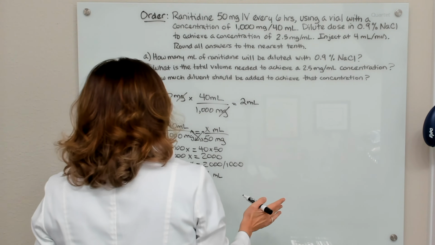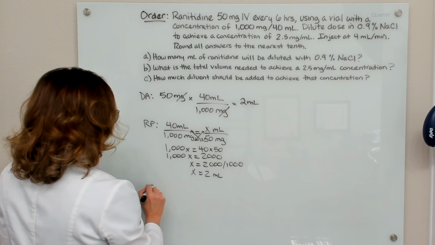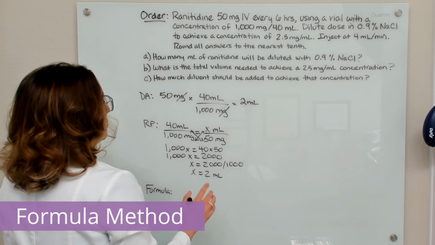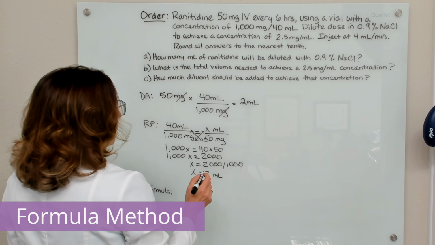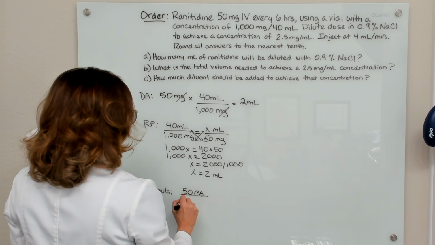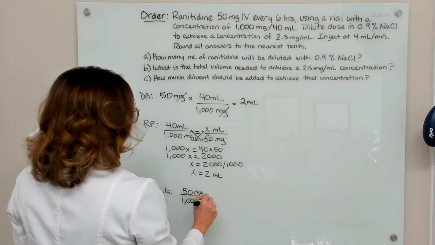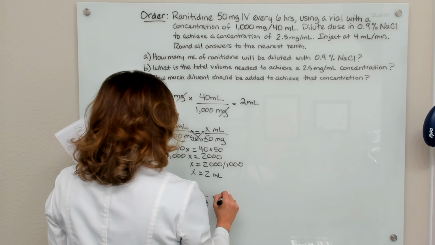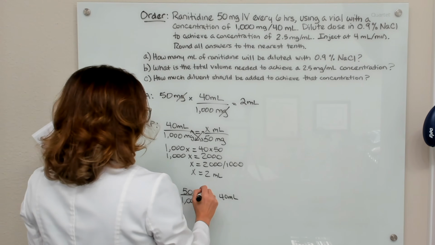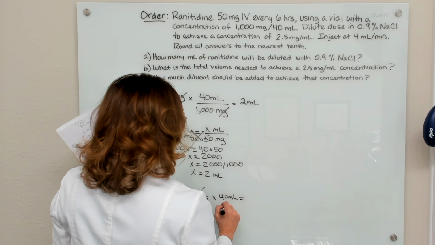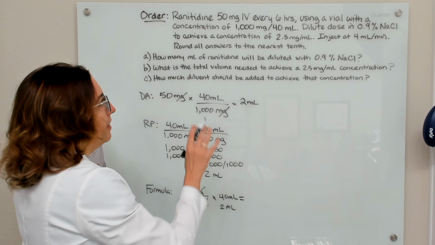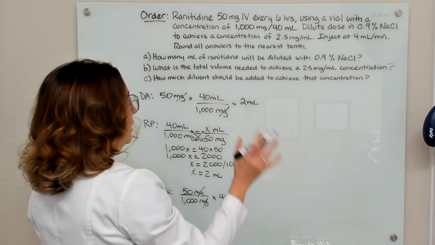And of course, we can do the same thing with the formula method. So the formula method is desired over have times the vehicle. So we are desiring 50 milligrams. And what we have is 1,000 milligrams in 40 ml of solution. That's our vehicle. That's how we get the 1,000 milligrams. So we do this math again, we end up with 2 ml. So we're going to pull 2 ml out of the vial and then dilute it in normal saline.